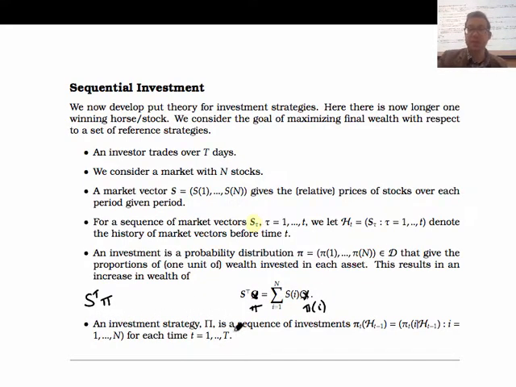An investment strategy is a sequence of investments. So the vector pi of H of T is pi T of I of H of T. Here we're saying I invest a proportion pi T of I in asset I, given the history that I've observed so far up until time T. So given the history so far, this is the amount of money I'm going to invest in I. If you do that for each time, that gives us an investment strategy.